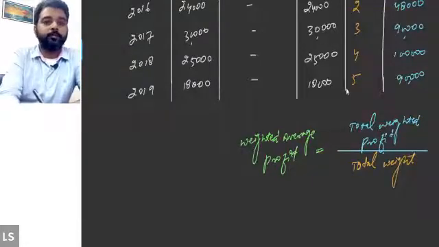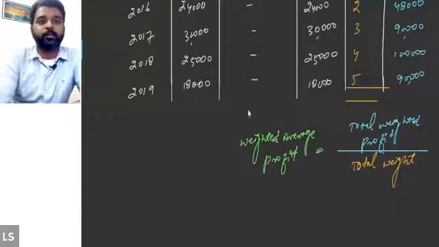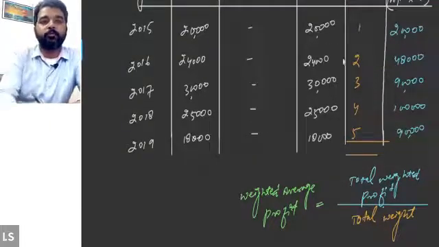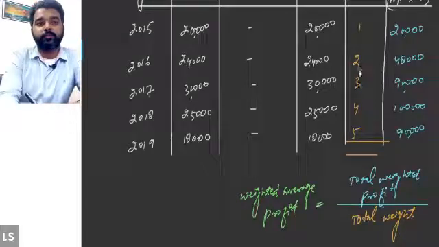Okay. Now tell me, what is the total weight in the question? The total of the weight will be 1, 2, 3, 4, 5. Sum total of all the weight will be 1 plus 2, 3, 3 plus 3, 6 plus 4, 10 and 5, 15 is the total weight.